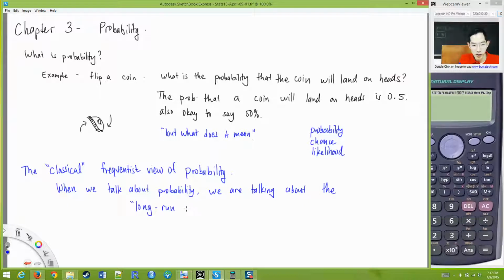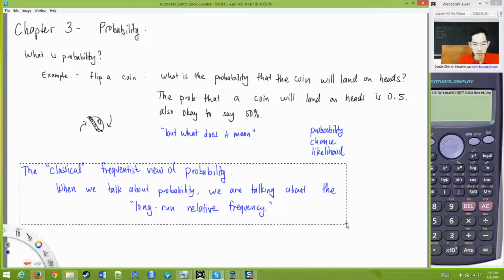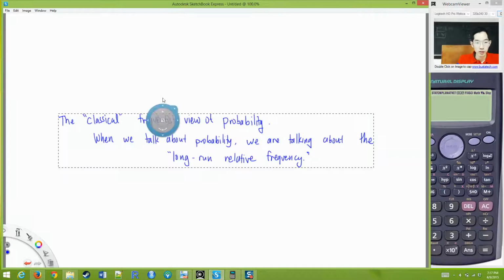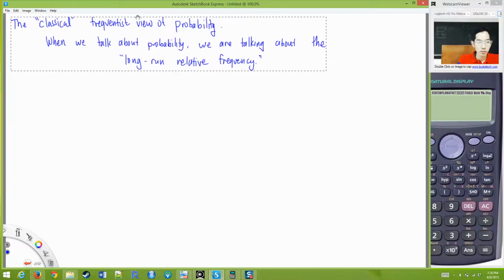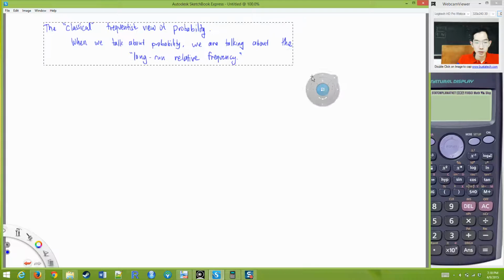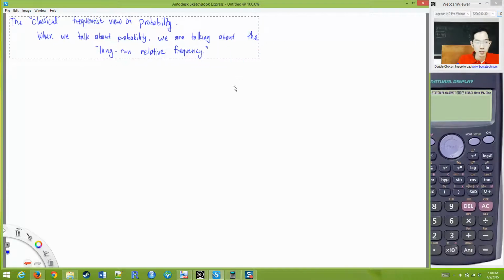Long run relative frequency. Okay, so let's get into that a little bit more. Let me just copy this, start a new slide. Let's shrink this a little bit. Okay, so let's say we're talking about a coin flip again.